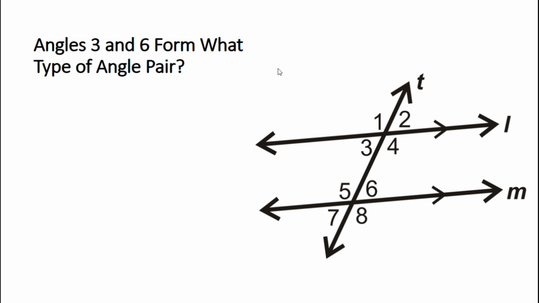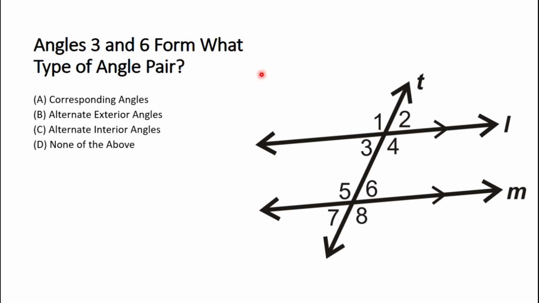Our first question is: angles 3 and 6 form what type of angle pair? Are they corresponding angles, are they alternate interior or exterior angles, or are they none of the above? I want you to pause the video and take some time to solve this. So, how do we go about solving this?